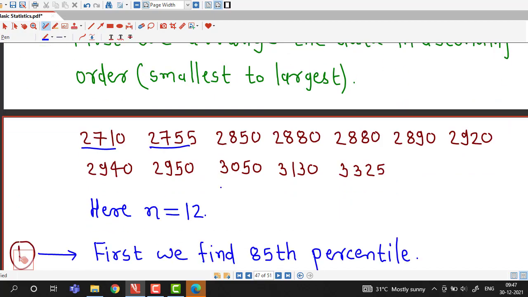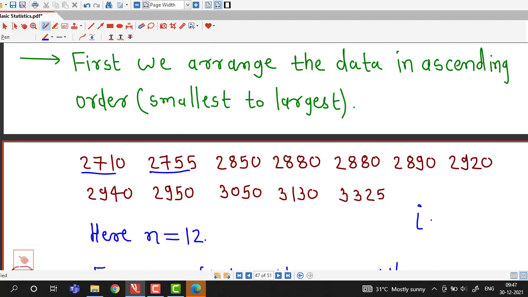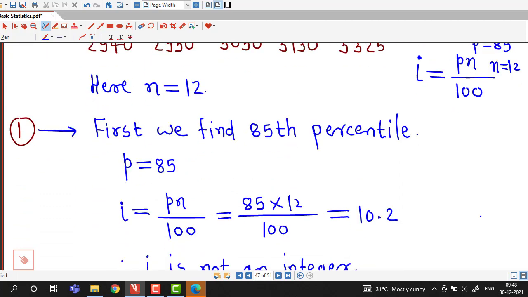Now to decide the 85th percentile, first we have to decide the index, or the position number of the 85th percentile. For that we have to find this index i, as we have discussed: i equal to p into n by 100. Here p means we are interested in percentile number 85, and the number of observations is 12. So we put p equal to 85, n equal to 12, and we obtain i equal to 10.2, which is not an integer.